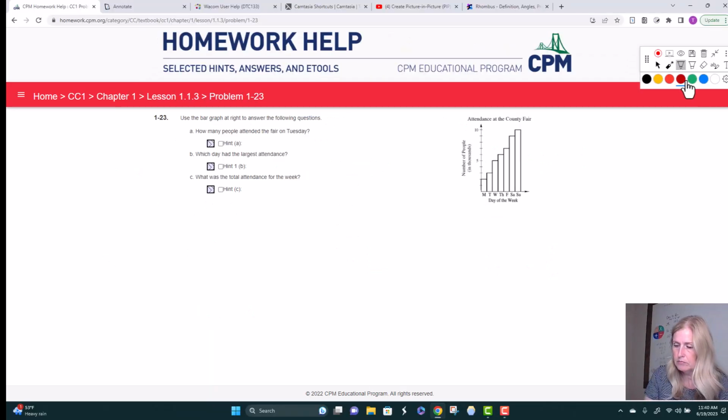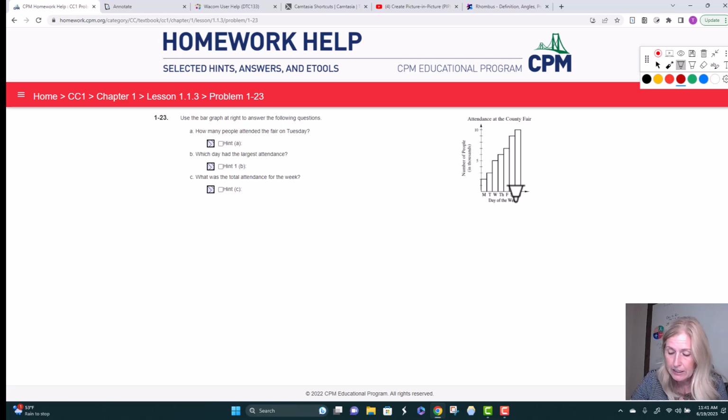Here we go. Okay, we've got another graph. It says use the bar graph at the right to answer the following questions. Before we even look at the questions, remember I told you last time, look at your graph and see what each side is representing. The x-axis looks like it's days of the week, so you can clearly see that's Monday, Tuesday, Wednesday, and so on. The vertical, or the y-axis, is representing the number of people, and look in parentheses, it says in thousands.